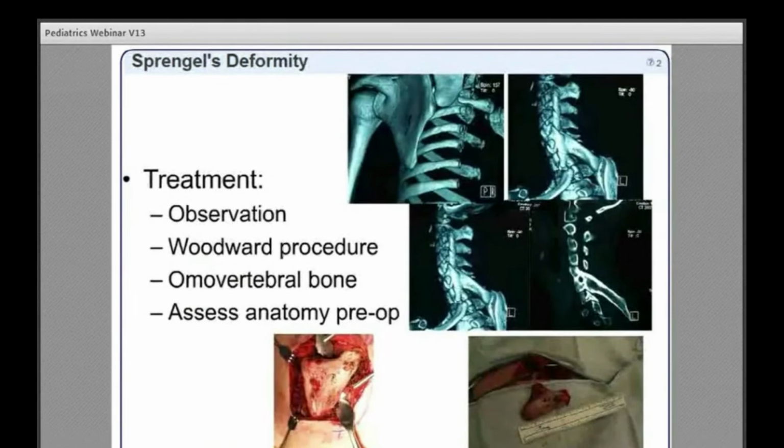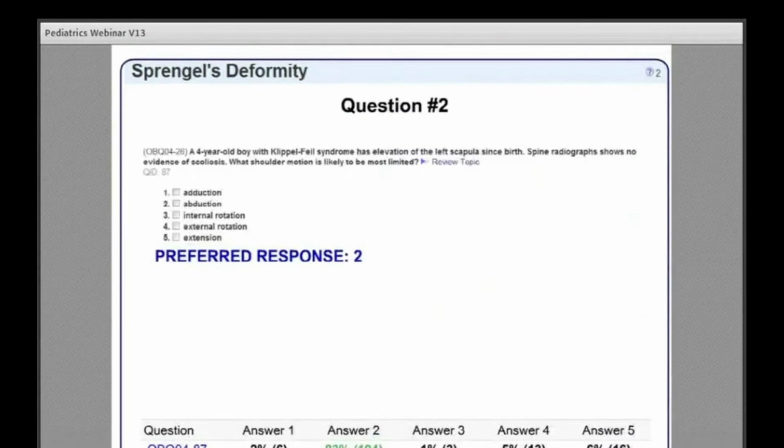The treatment is typically observation, but you can do resection if there's no omovertebral bone in order to bring the scapula down to its normal position, thereby improving its functional capabilities.